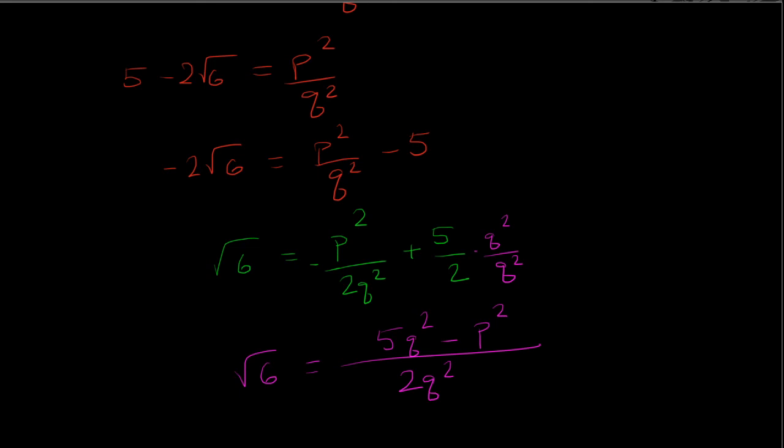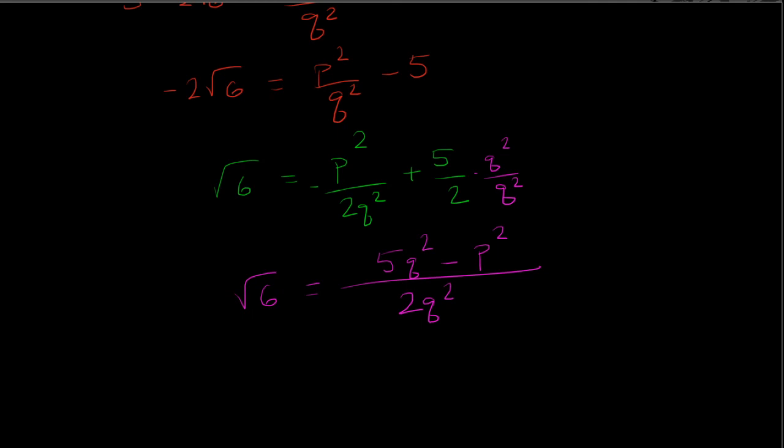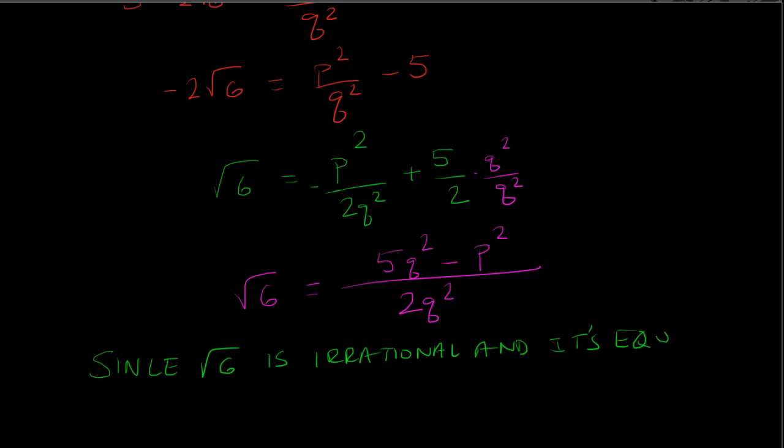On the left side you have square root of 6. So here you have an irrational number equaling a rational number. Well, that can't be true. That's a contradiction. So in this case, we say since square root of 6 is irrational, and it's equal to a rational number, we have a contradiction.